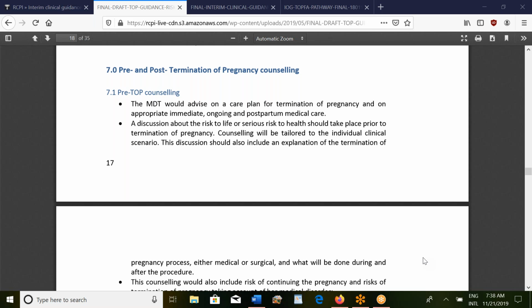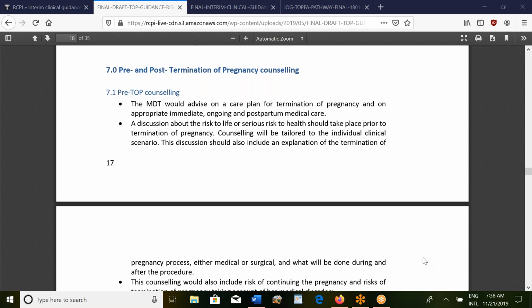So you should discuss the risks to the life or serious risk to the health. These should be discussed prior to termination of pregnancy. So you need to understand what the risks are for her, and the risks for her own life, and counsel according to the clinical scenario.